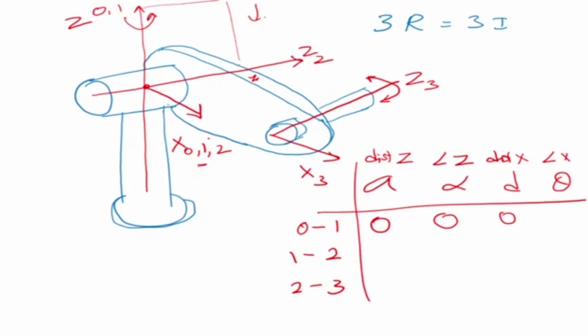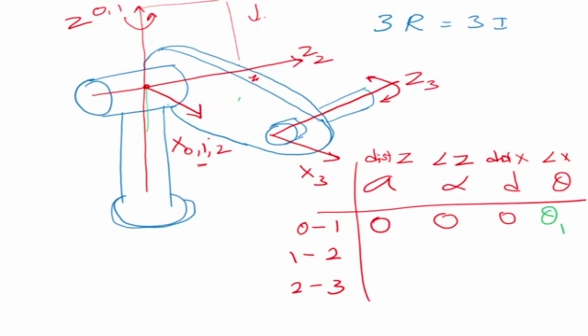Now when x1 rotates, x1 will come this side, or it will go that side, on this plane. Which plane? This is the plane. So x1 will go this side or come that side. That means the variable here is theta1, the angle between x0 and x1.